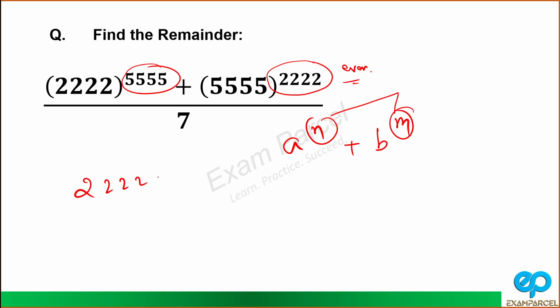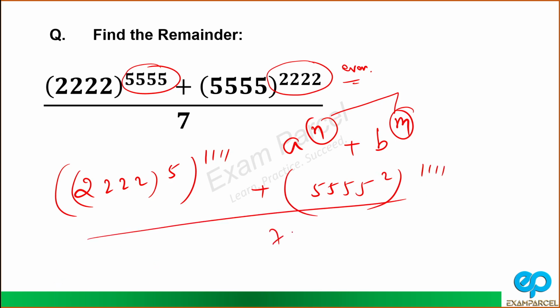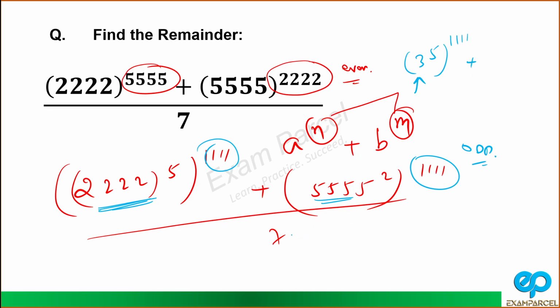So can I rewrite this as 2 raised to the power 5 raised to the power 111 plus 2 raised to the power 111 divided by 7. Now if you notice here, these two powers are odd and they are the same also. Now let's focus on these bases. If I divide 2 by 7 times, I'm going to get a remainder of 3, so 3 raised to the power 5 raised to the power 111 plus, if you divide this one, the remainder is 4, so 4 raised to the power 111, divided by 7.